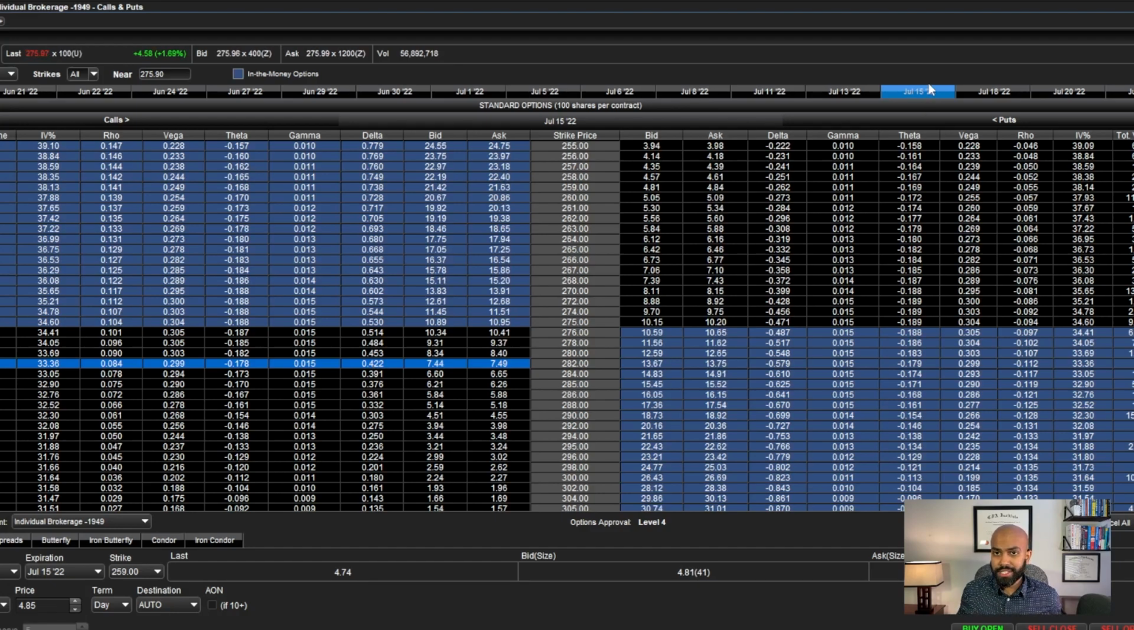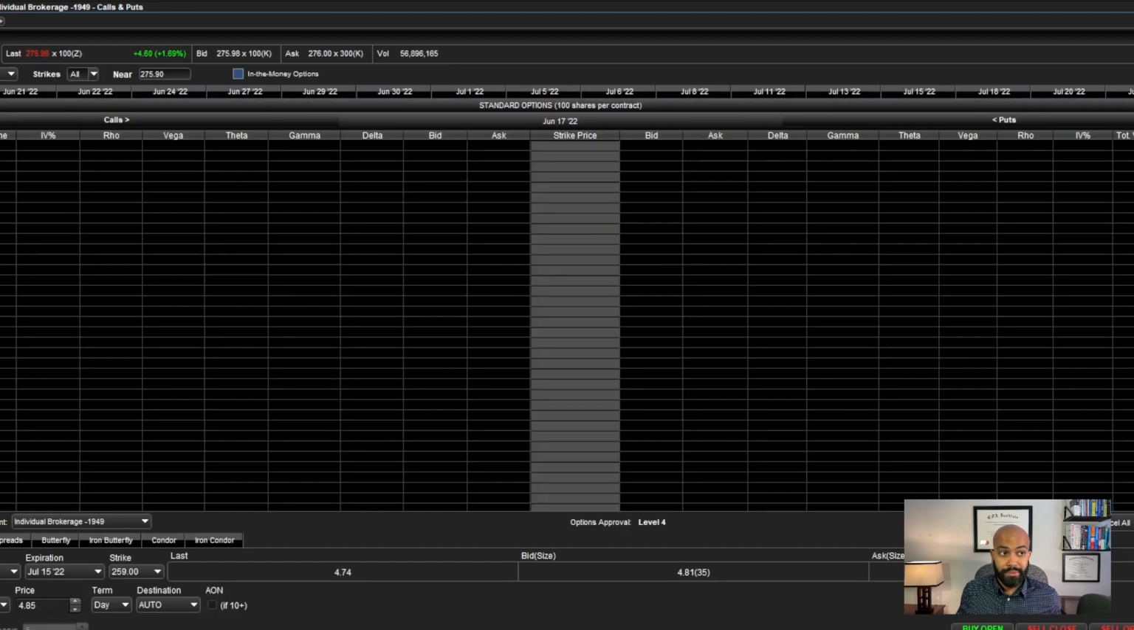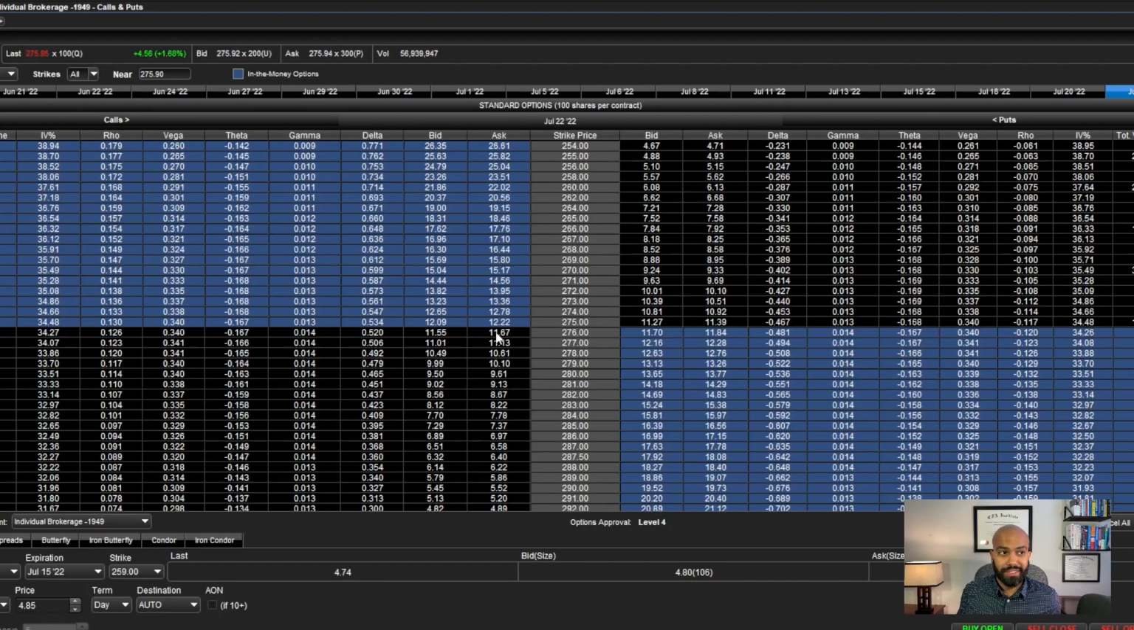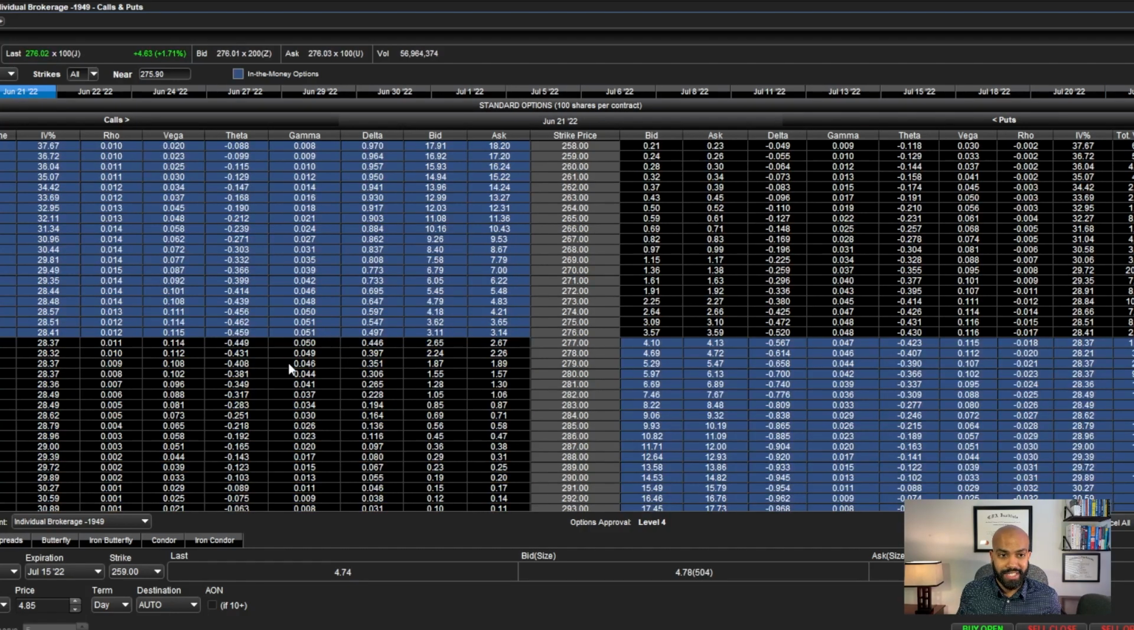One more thing. This is for the July 15th expiration. Gamma is also the highest when it's very close to expiration. You'll notice gamma is almost 5 times higher at closer expirations than at further expirations. So for the further expiration, gamma is 0.014, and for the closer expiration, it's 0.05.